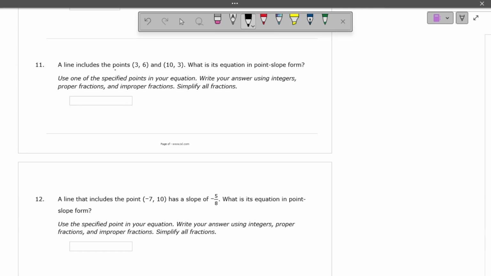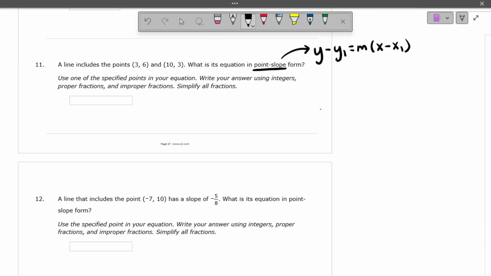So now we have a line that includes the points (3, 6) and (10, 3). What is its equation in point slope form? Point slope. So be careful with the wording of our questions, because you see this question looks really similar to a lot of the other ones on the test, but the only difference is what it's asking here. Point slope form. Point slope is our y minus y1 equals m times x minus x1.